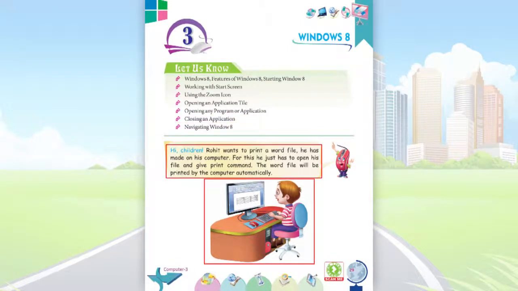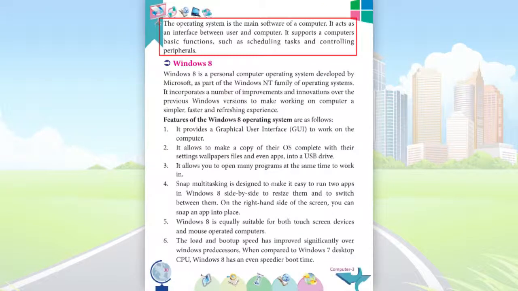Hi children, Rohit wants to print a Word file he has made on his computer. For this, he just has to open his file and give the print command. The Word file will be printed by the computer automatically. The operating system is the main software of a computer. It acts as an interface between the user and the computer. It supports a computer's basic functions such as scheduling tasks and controlling peripherals.